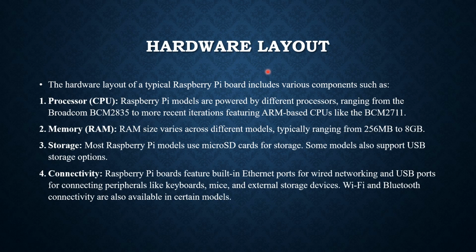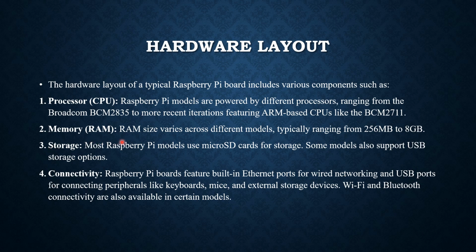Now we will see the hardware layout. The hardware layout of a typical Raspberry Pi board includes various components such as the processor. Raspberry Pi models are powered by different processors ranging from the Broadcom BCM2835 to more recent iterations featuring an ARM based CPU like the BCM2711.